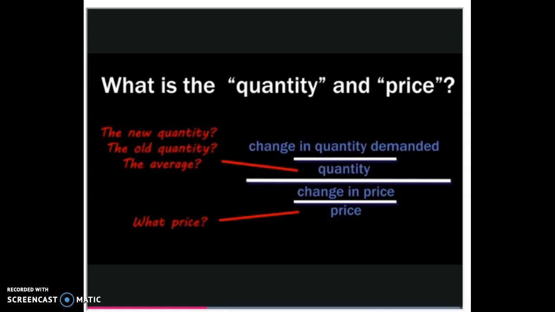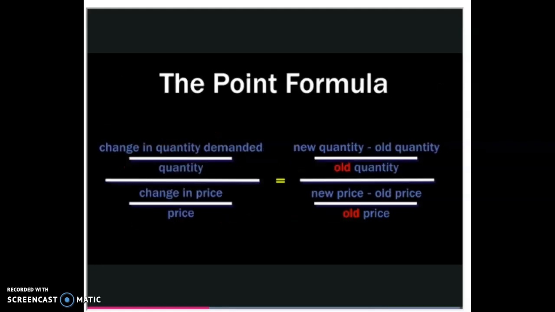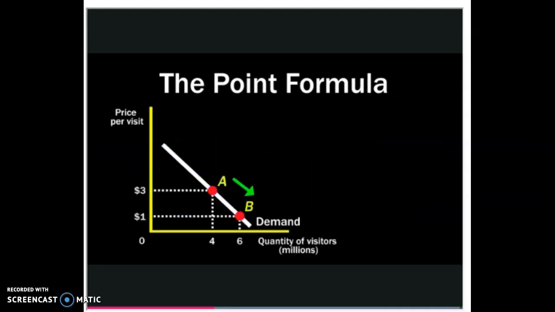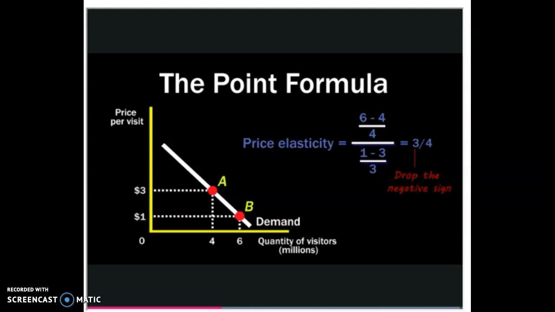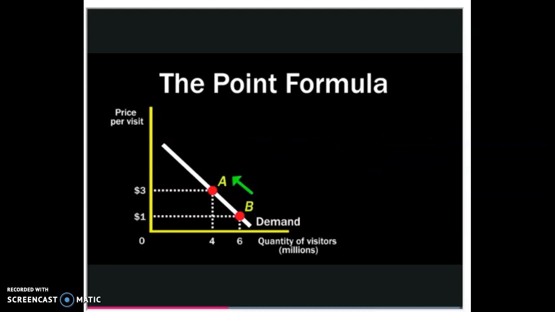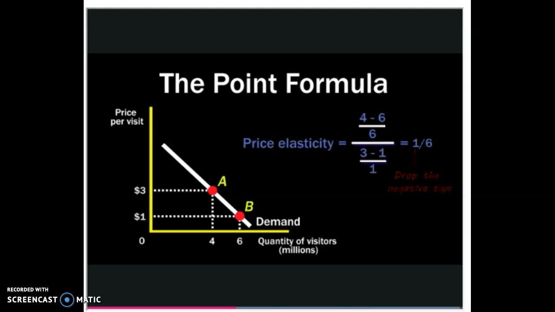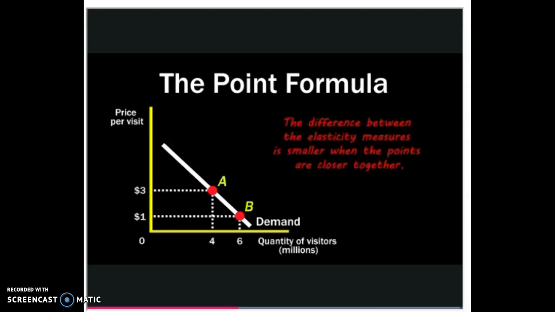One common approach, sometimes called the point formula, is to use the old or starting quantity and price. Using that approach, going from point A to point B, the price elasticity would be calculated this way, to find an elasticity of 3/4. This approach is simple, but it does make the elasticity measure depend on the direction of movement along the demand curve. That is, going from point B to point A, the price elasticity would be calculated this way, to find an elasticity of 1/6.